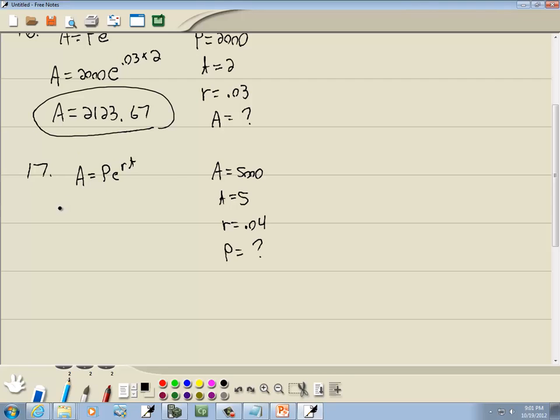Okay, so A, we put 5,000 in for A. P we don't know. E, R was 0.04 times T, which is 5. Now E to the 0.04 times 5, I don't know what it is, but it's just a number. So to get to P by itself, we're going to divide both sides by that number. So we'll divide both sides by E to the 0.04 times 5 power. Now if you want, plug this in your calculator and get the decimal, and then divide both sides by the decimal. As long as you take it out all the decimal places your calculator says, you should be fine.